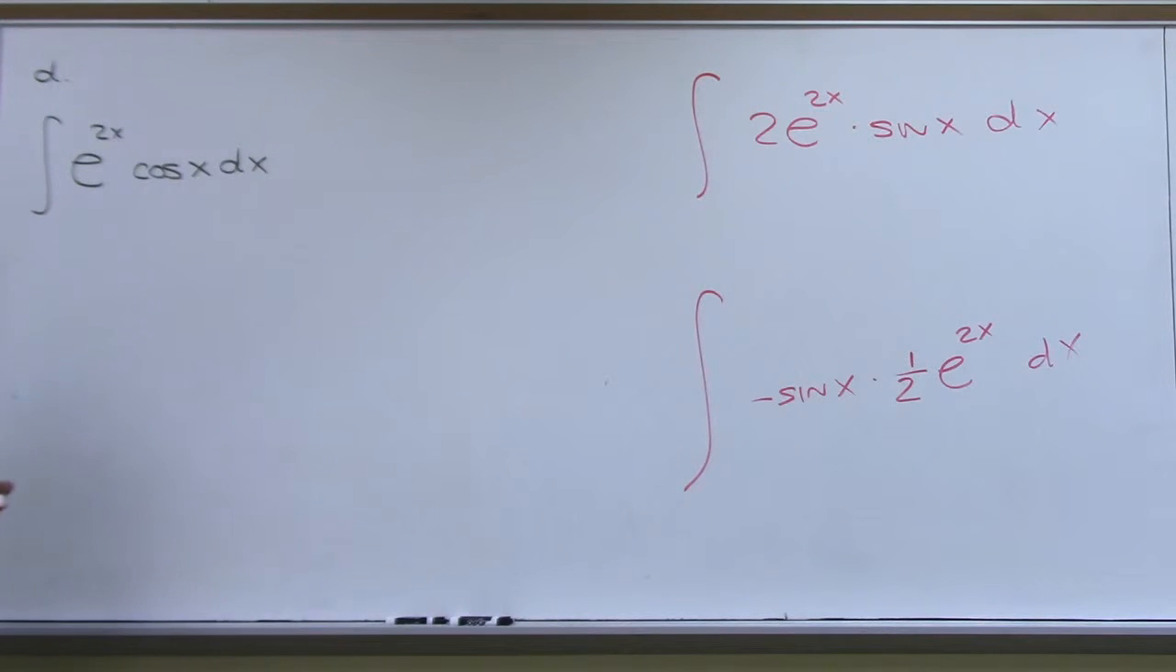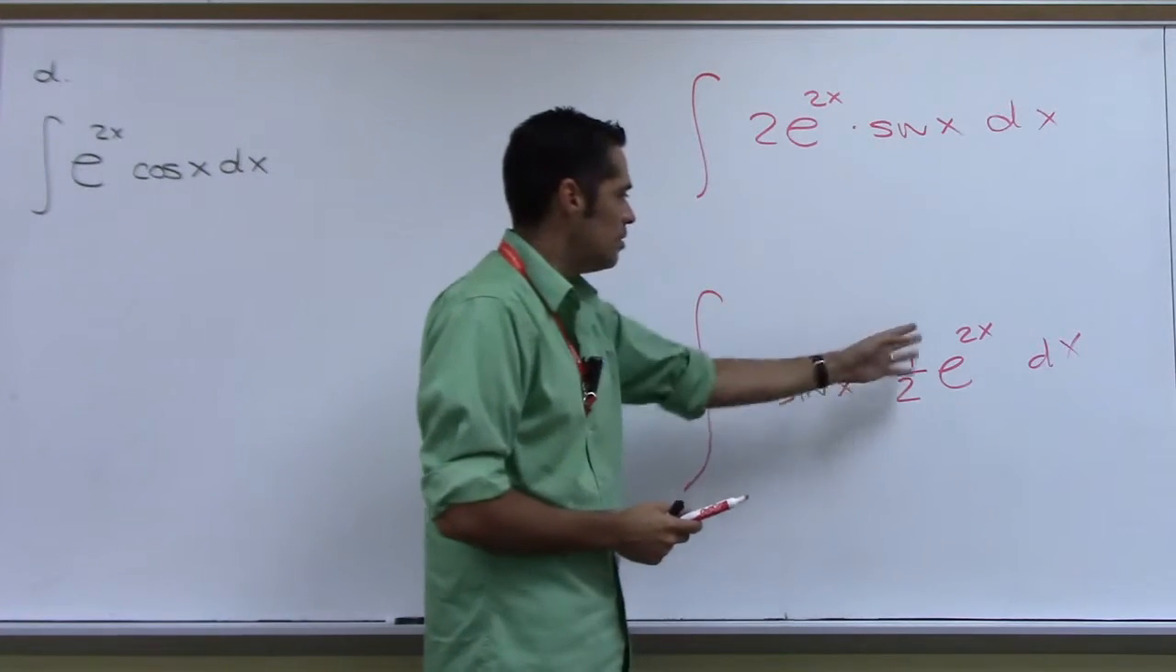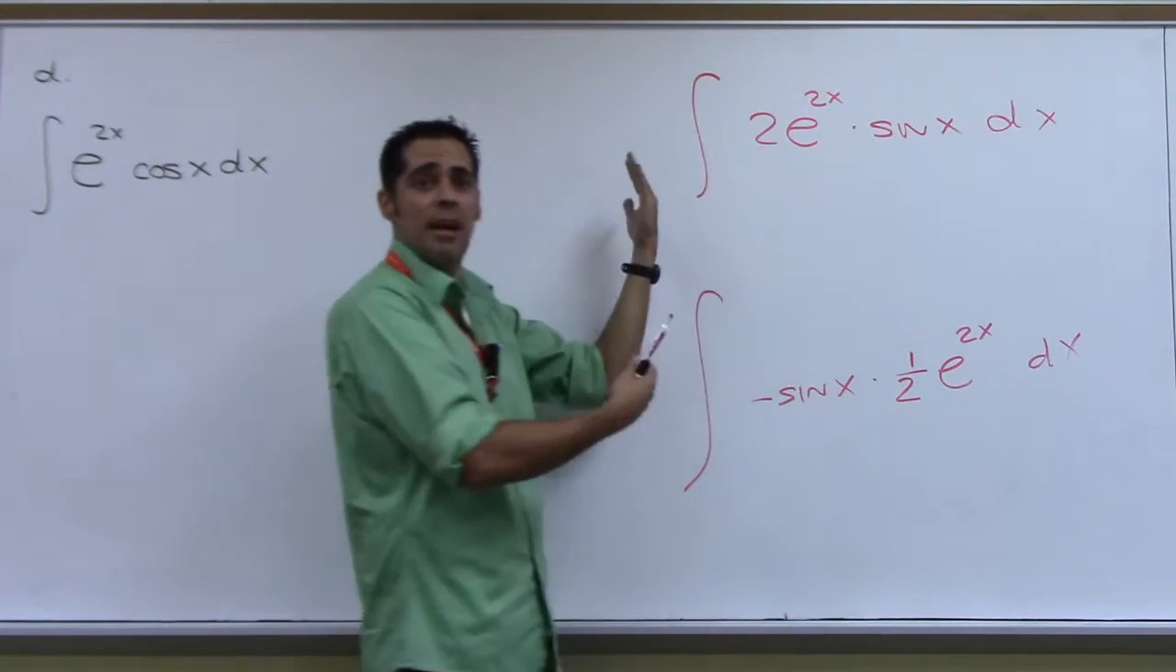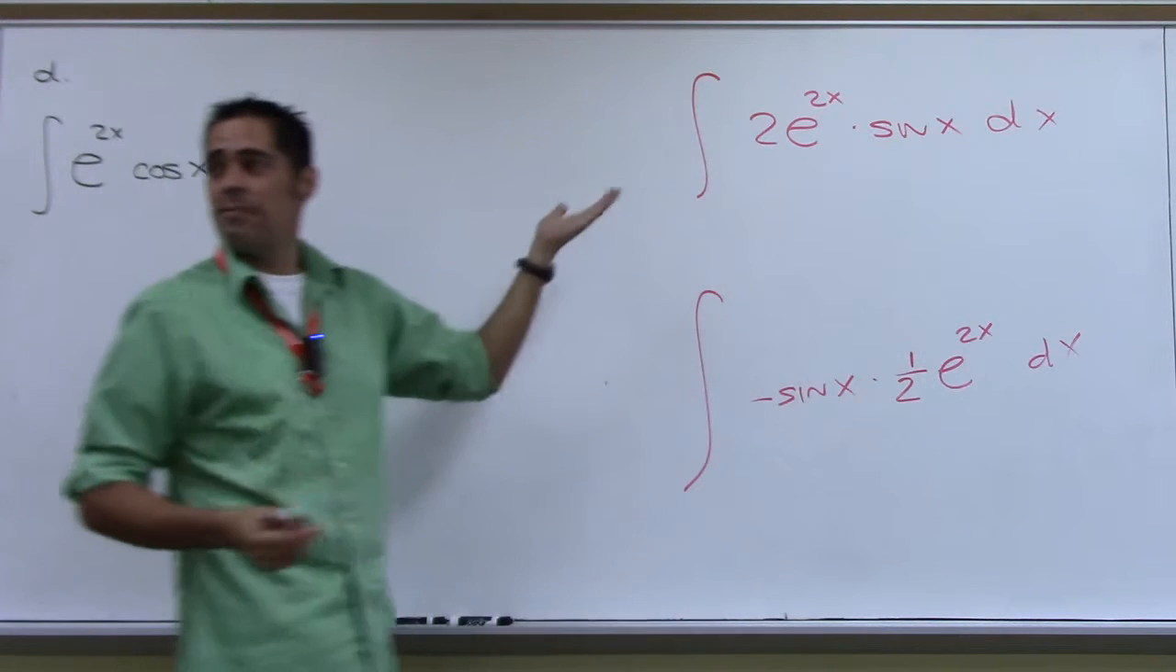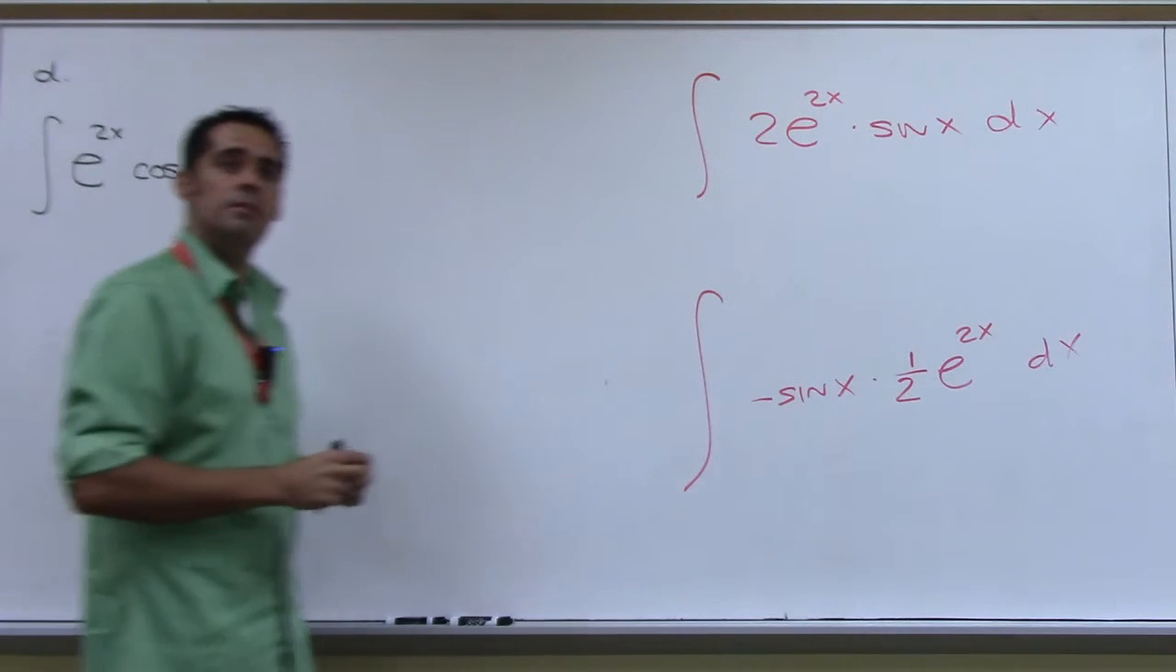And I think you would agree they equally suck, right? They both have e to the 2x. They both have sine x. E to the 2x sine x. They both have constants that I can pull out, but other than that, they're the exact same thing, aren't they? I think you could argue neither one of those is better than the other, right?